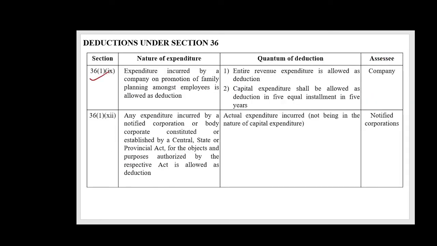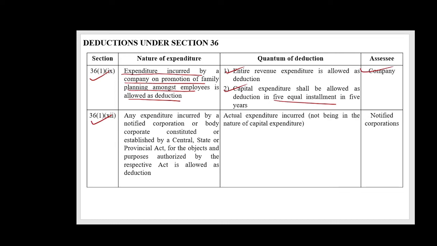Coming to deduction under section 36(1) subsection 9, this is in relation to expenditure incurred by a company on promotion of family planning amongst employees. The quantum of deduction is entire revenue expenditure allowed as deduction. Capital expenditure shall be allowed as deduction in 5 equal installments in 5 years. And the assessee who can claim the deduction under section 36, subsection 1, subsection 9 is the company.